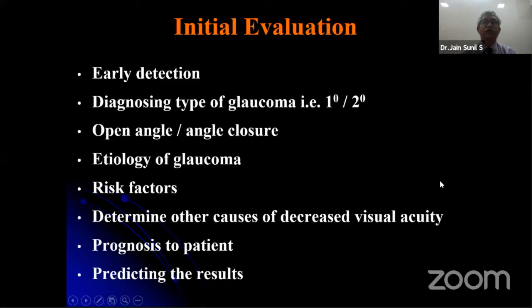So initial evaluation is very important, not only for early diagnosis, but for diagnosing the type of glaucoma, whether it's open or closed, the etiology, the risk factors, and determining the different causes of decreased visual acuity. And all this ultimately helps in giving a prognosis to the patient and predicting the results of a treatment.